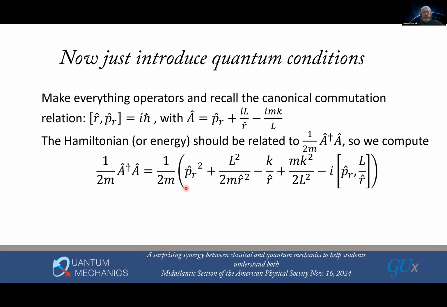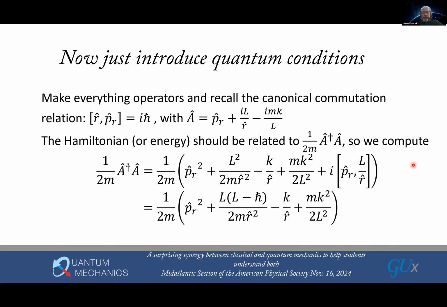We get the terms that we had in the classical case: the p_r squared, the L squared over 2m r squared, the minus k over r from the cross term, and the constant term. But we get an additional contribution from the commutator. It's a minus i p_r commutator with L over r hat. This is a commutator that you can work out rather straightforwardly.